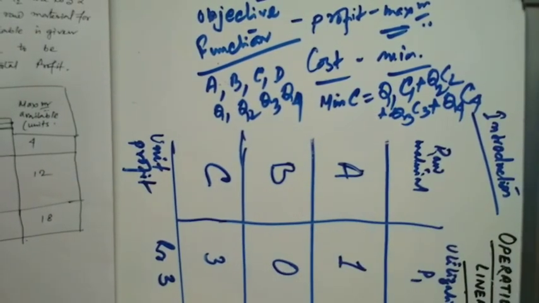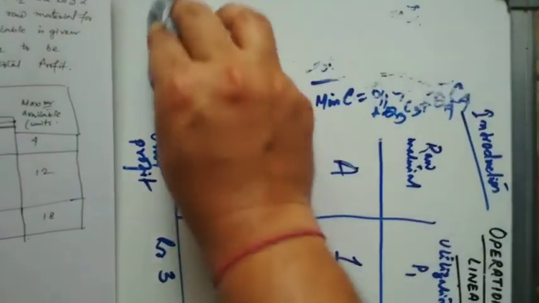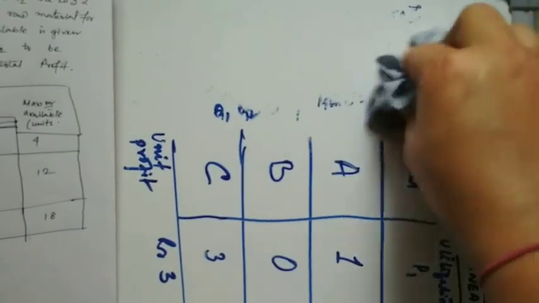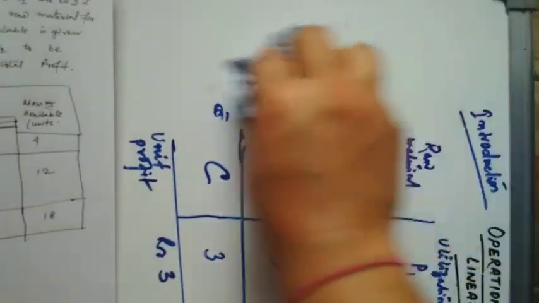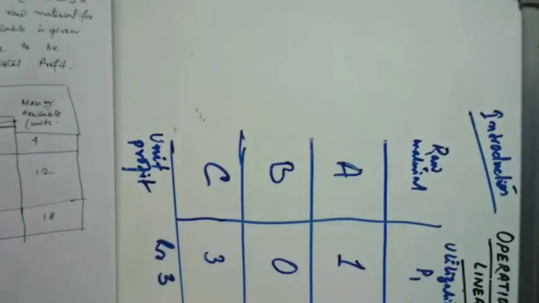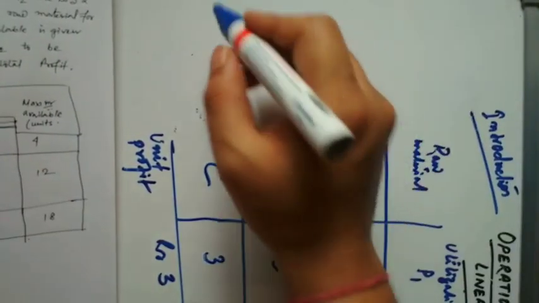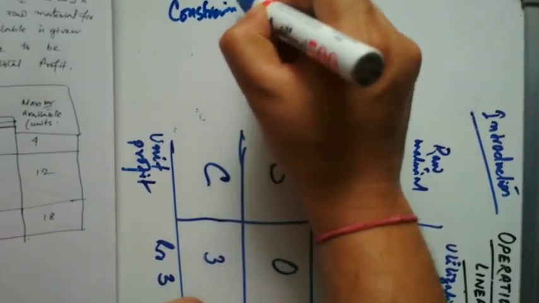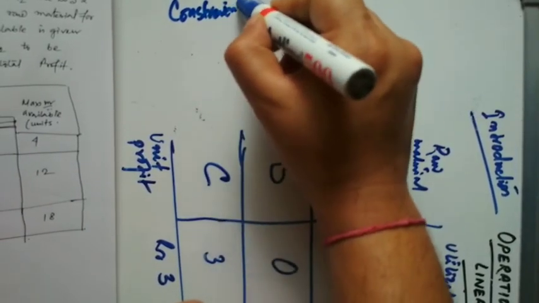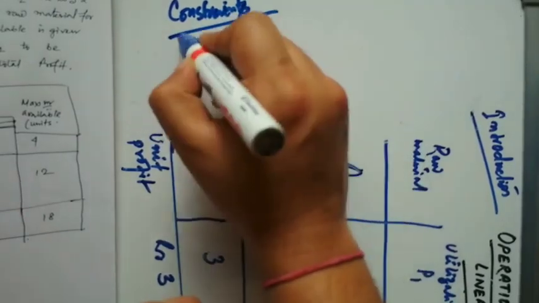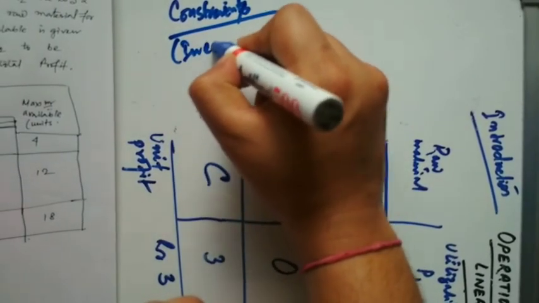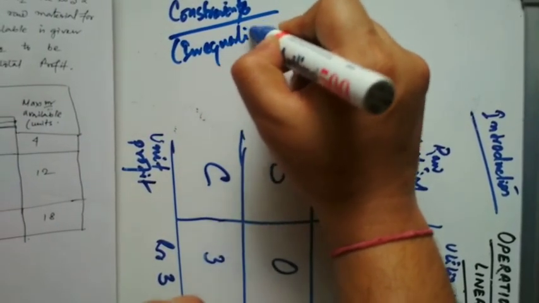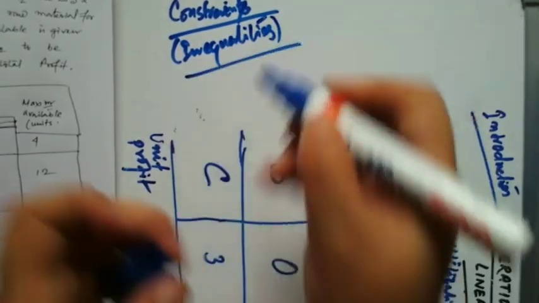Now comes the next part. The next important thing is the constraints. We'll be having constraints in solving different LPP problems. So I will write constraints over here. Constraints are also known as inequalities.